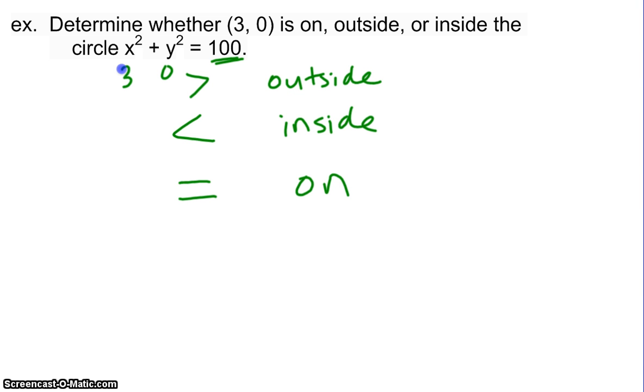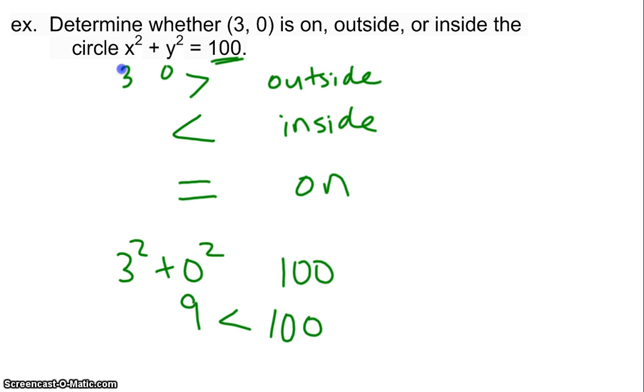So if you plug it in in this specific case, 3 squared plus 0 squared is 9, and 100, so we have that 9 is clearly less than 100, therefore it is inside the circle.